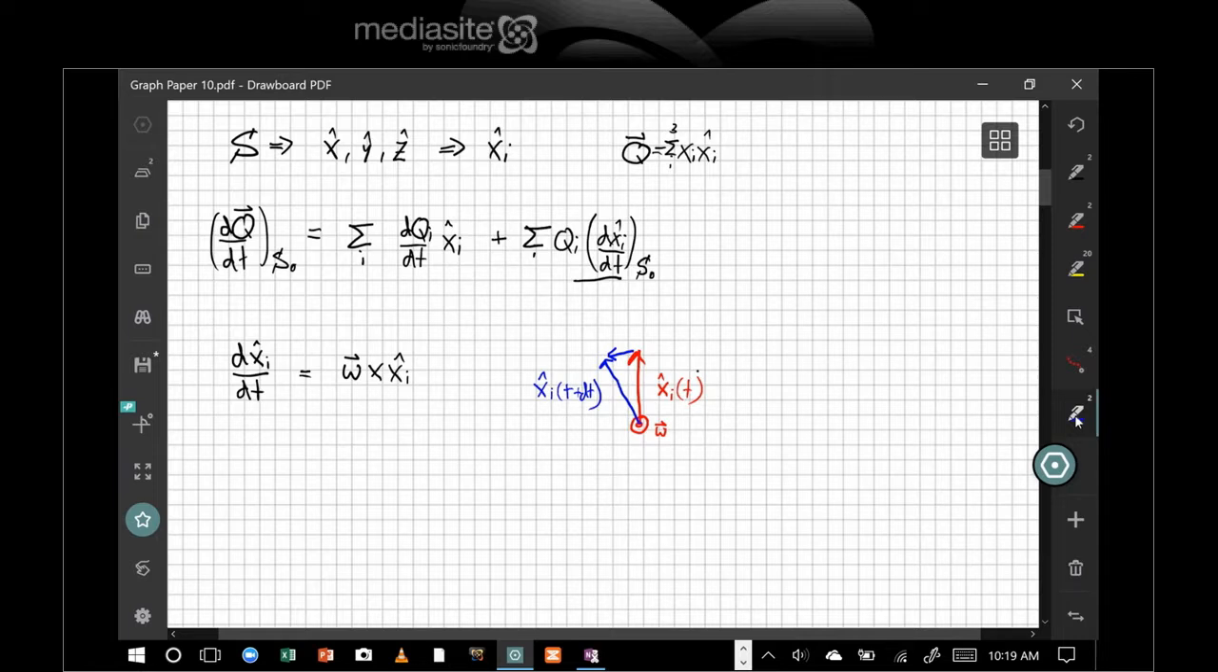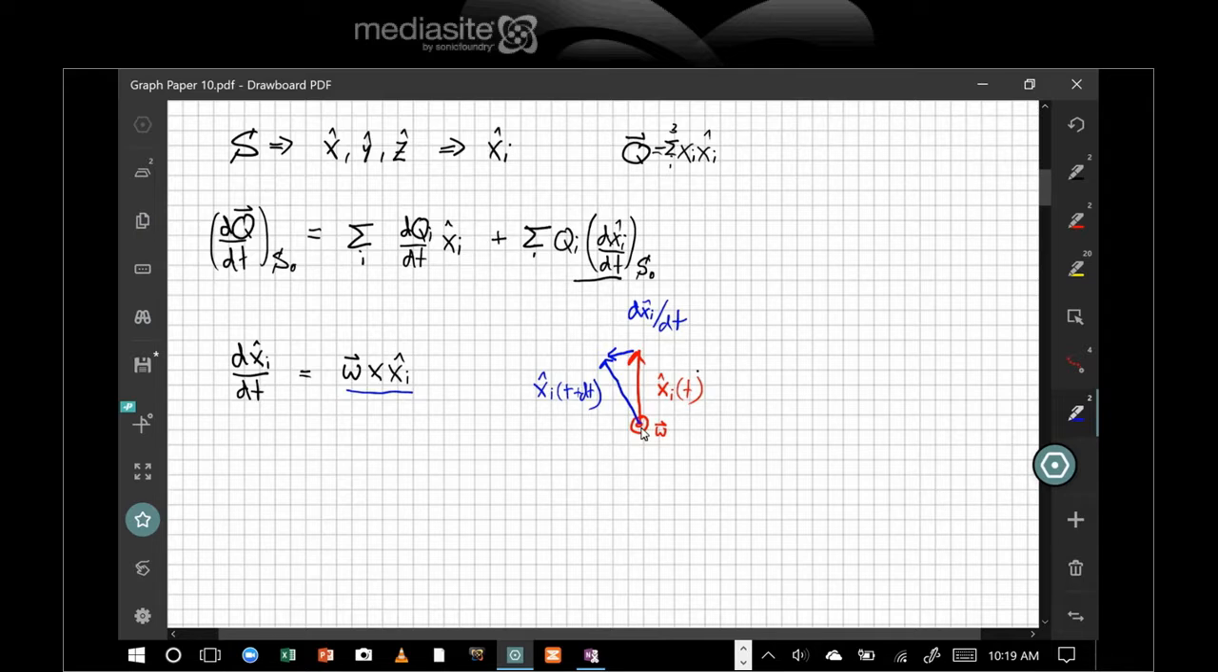Well, that's the difference between the two divided by time. That is just d xi hat dt. And you can see that this general relationship is true. If I take my fingers and point them along the direction of xi hat, and curl them up, my thumb will point.